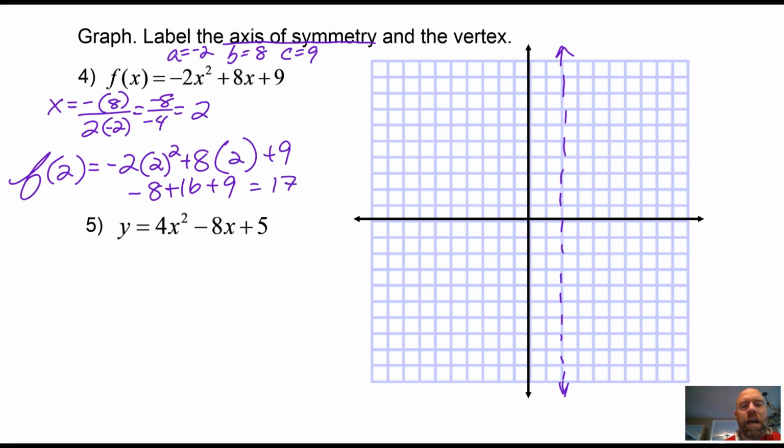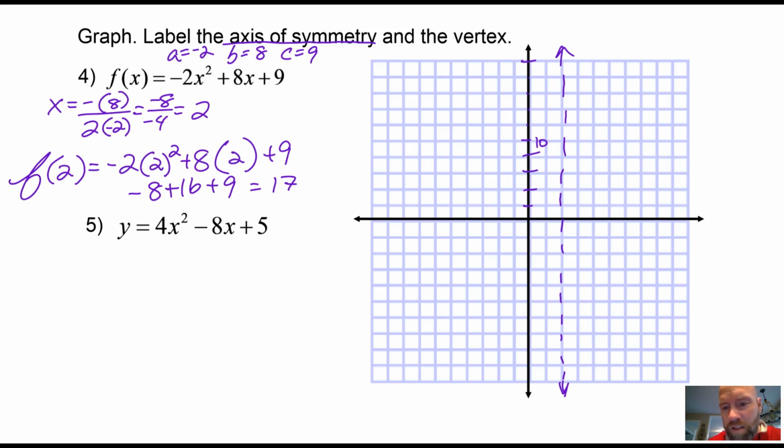Okay, so let's actually scale our graph just a little differently. So let's go by 2s. So this would be 2, 4, 6, 8, 10. And then 20 should be up there. 12, 14, 18.